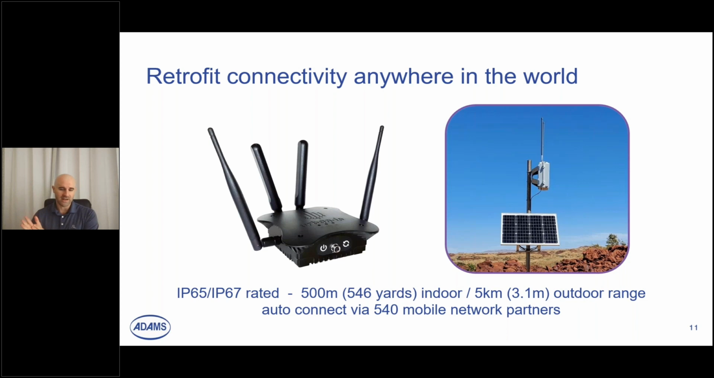The gateway auto connects to 540 different mobile network providers, so we'll get service anywhere in the world. And if it's a really remote application where we can't get any cell service, we could also pair these directly to Starlink satellites and get the data up to the satellites that way.